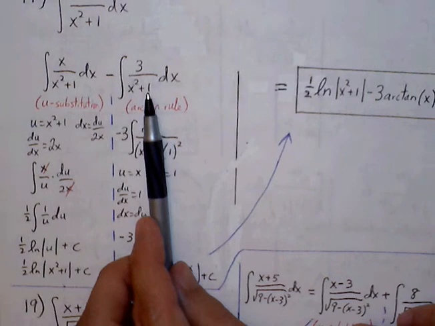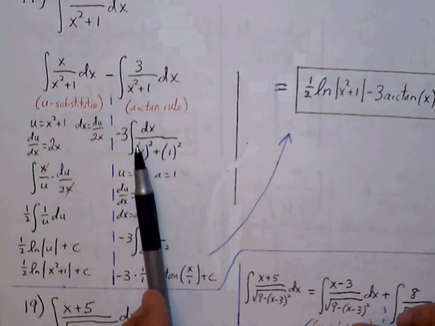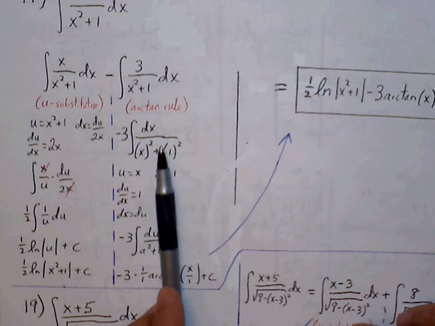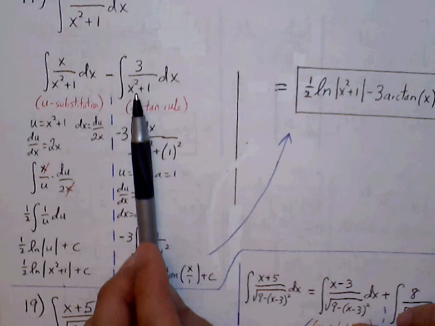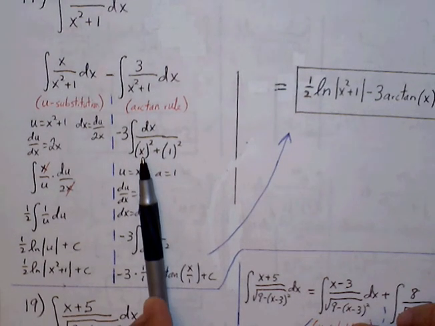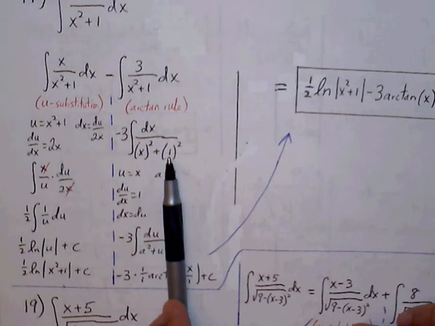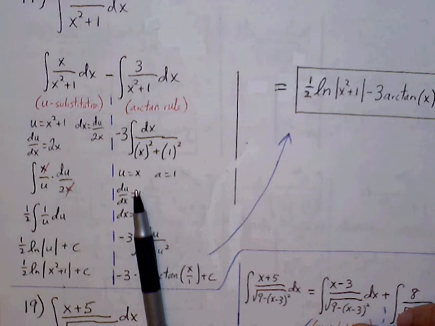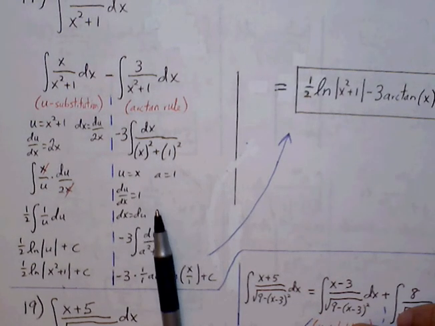Second portion here, we said that this matches up nicely with the arctangent rule. So we need parentheses to show up, something squared, plus parentheses squared. The x squared will become just x inside, and 1 is simply going to be 1, unchanged. Our u value is x, our a value is 1. Our derivative will simply just be dx equals du. So no coefficients will be added.